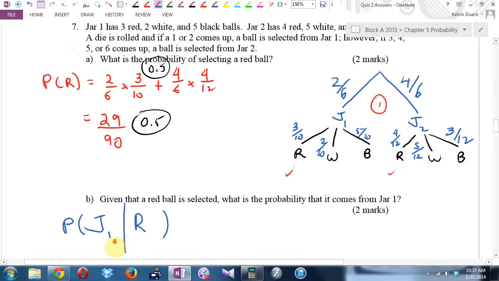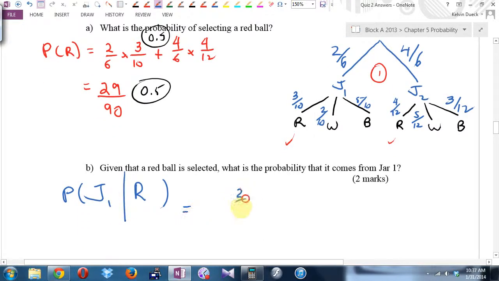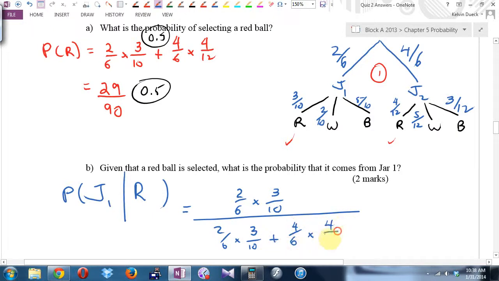It's going to be 2 out of 6 and 3 out of 10. That's jar 1 and R, divided by R, which is 2 out of 6 and 3 out of 10, or 4 out of 6 and 4 out of 12. Or if I'd been really clever, I could have just put my answer from part A, because I already happened to crunch that. I know that that bottom works out to 29 out of 90. And in fact, that's what I'm probably going to do on my calculator, because I'm lazy.